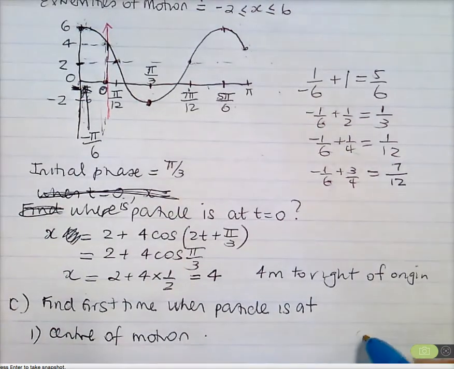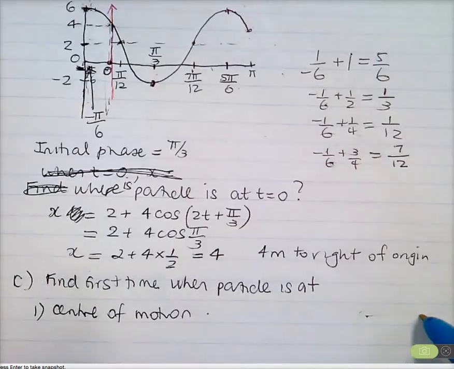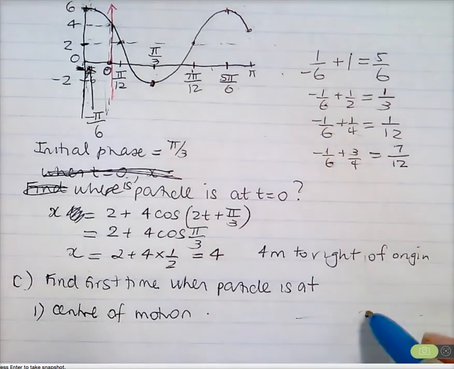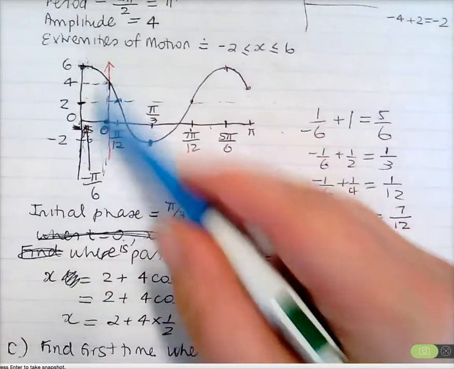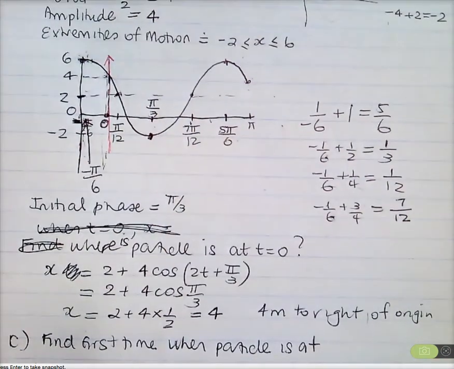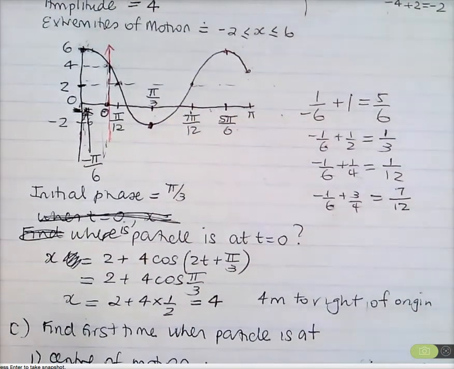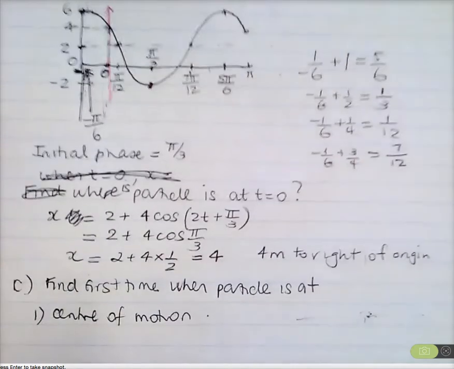A particle in simple harmonic motion goes there and back, or up and down. The center of motion is the middle. So where's the middle distance between? Yeah, it's at 2. Now, we can solve this a few ways.